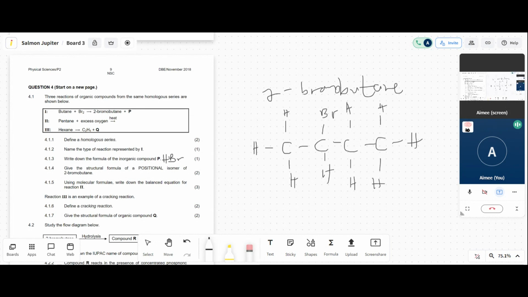So literally all you have to do is change something small. Change the position of your functional group. So it becomes 1-bromobutane instead of 2-bromobutane. I hope that makes sense. I hope that helped. Okay, now we move on.